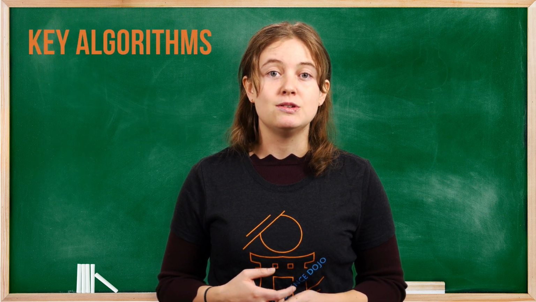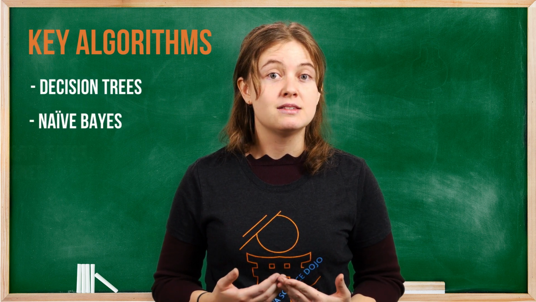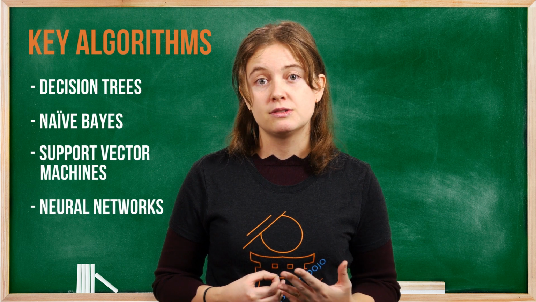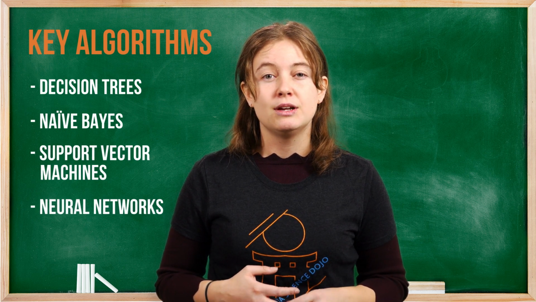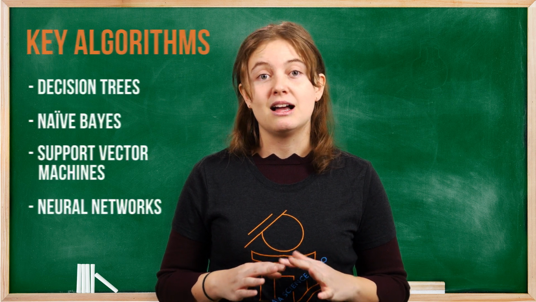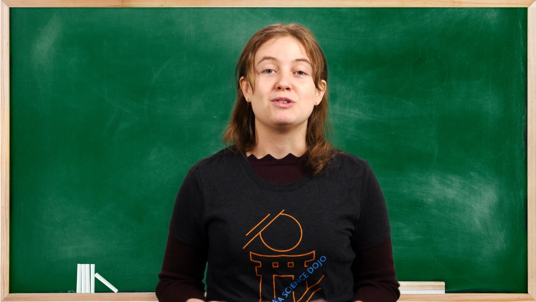Some key algorithms used in classification models include decision trees, naive Bayes, support vector machines, and neural networks, which you can learn about in future videos. They all take different approaches to predicting a class outcome. And that quickly sums up classification models for you.